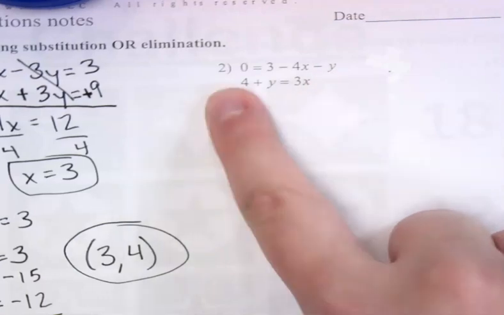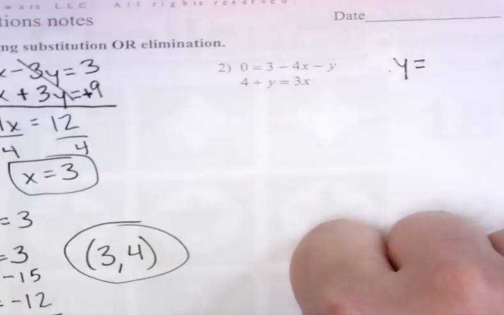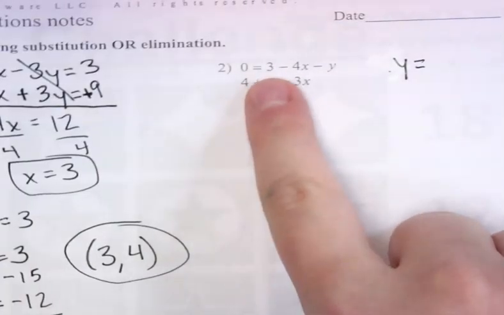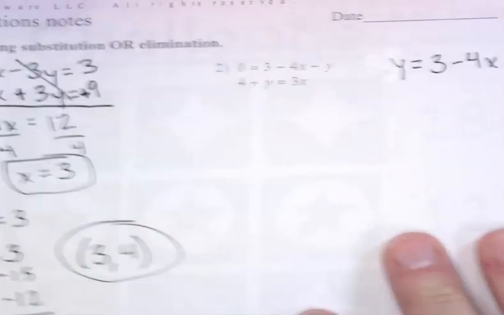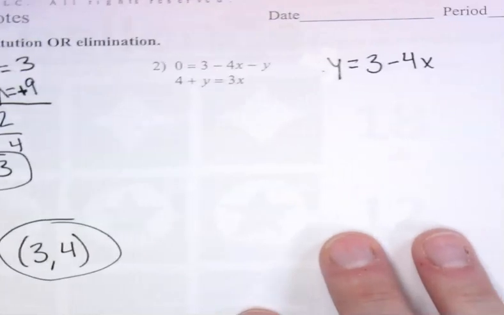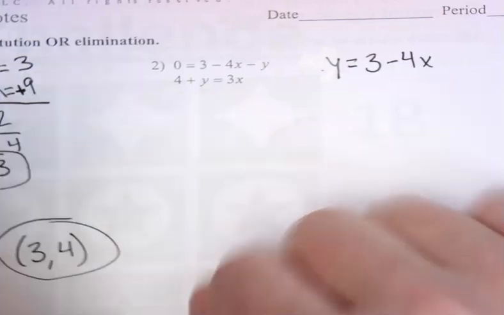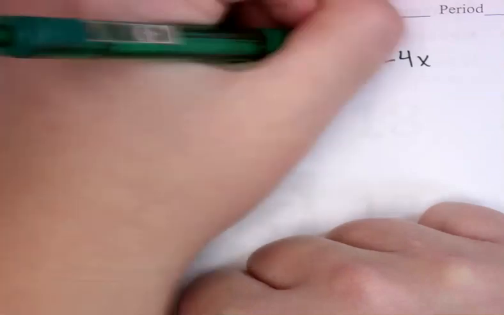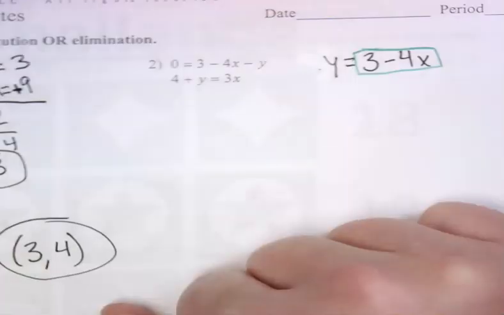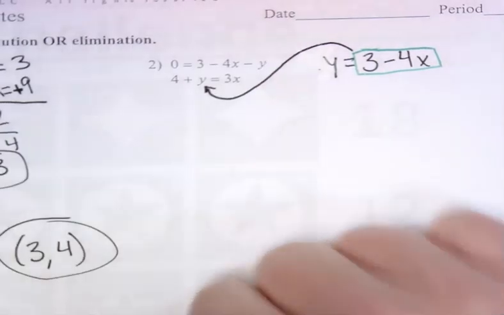So I'm going to add y on both sides because that's just easier for my brain. So if I add y on both sides, I get y equals 3 minus 4x. Cool. And then I have this other equation over here, which I want to substitute in. This 3 minus 4x is going to go in there for y.